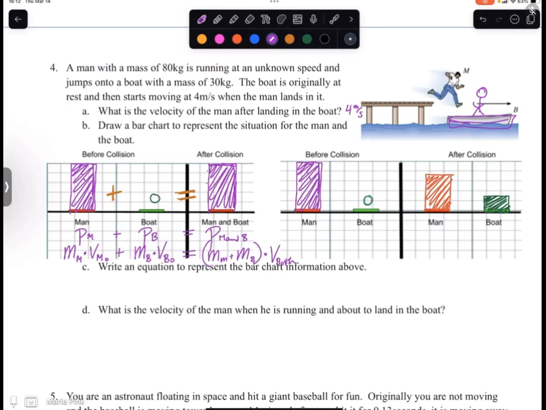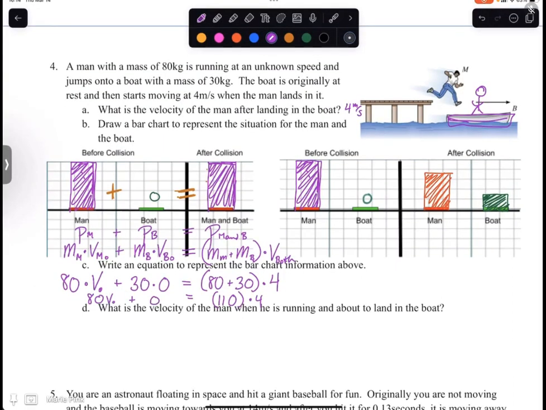Cool. So then all I have to do is plug in the numbers. The mass of the man was 80. I don't know the starting velocity of the man. The starting boat's velocity was 0, though, so this would be 30 times 0. And this would be equal to, the man was 80 and the boat was 30. And after, they were moving at 4. So 80 plus 30 is 110. 30 times 0 is 0. We still have 80 times my V naught.